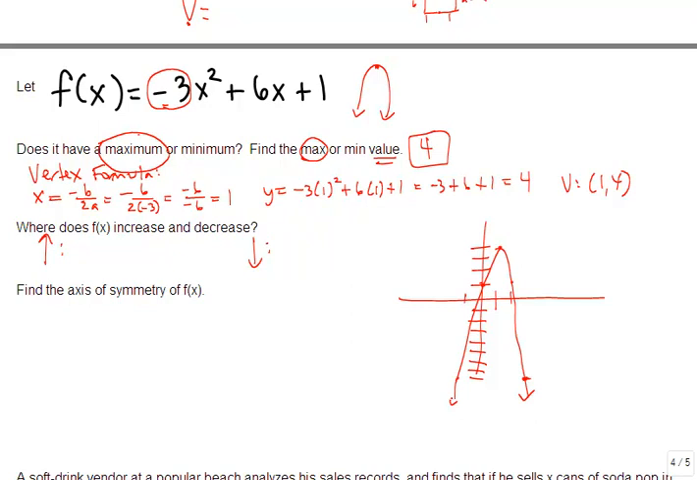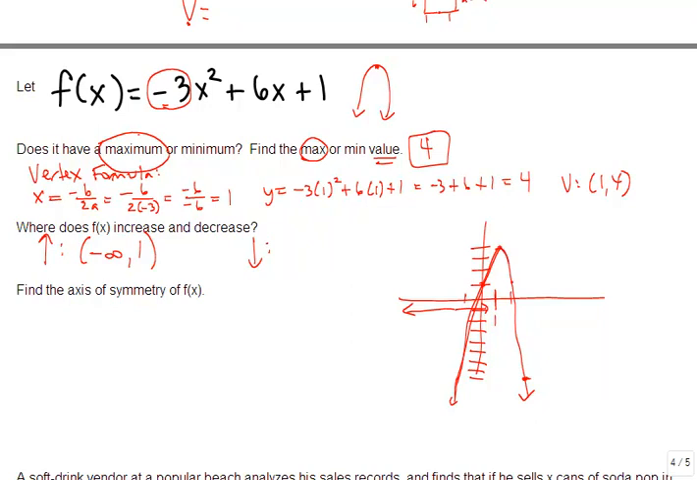Well, you can see from the graph that it's rising up to this maximum. So what are all these x values? Well, it's all the x's up until x equals 1. So that would be all the way this way up until we hit 1. So that would be the interval -infinity up to 1. And I'm going to use a parentheses right at that 1 because technically at that vertex it's neither increasing nor decreasing.